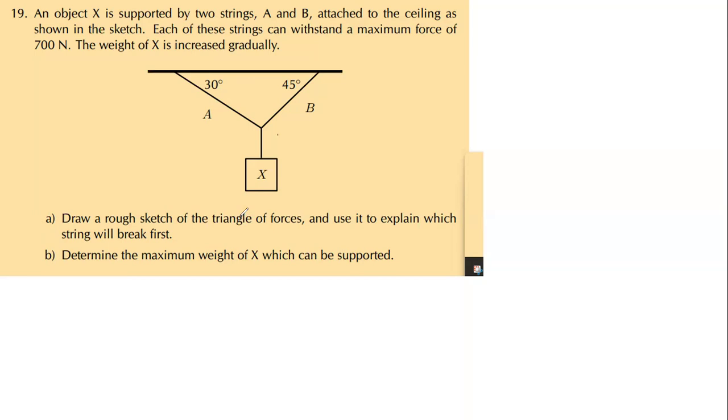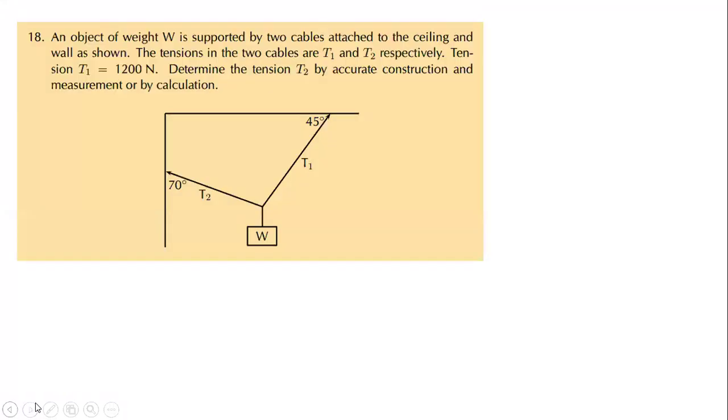Oh, this is the first one. Sorry, this is the one we've been doing. Let me see another one. Yeah, we've got this one.